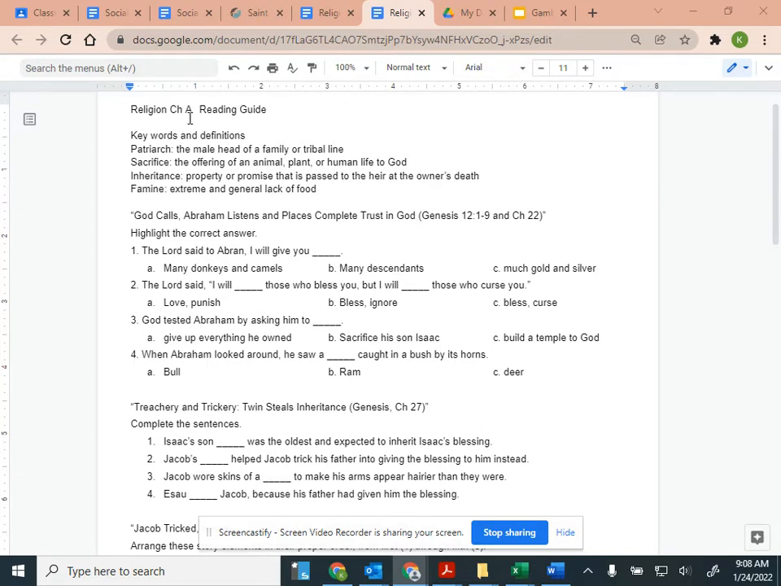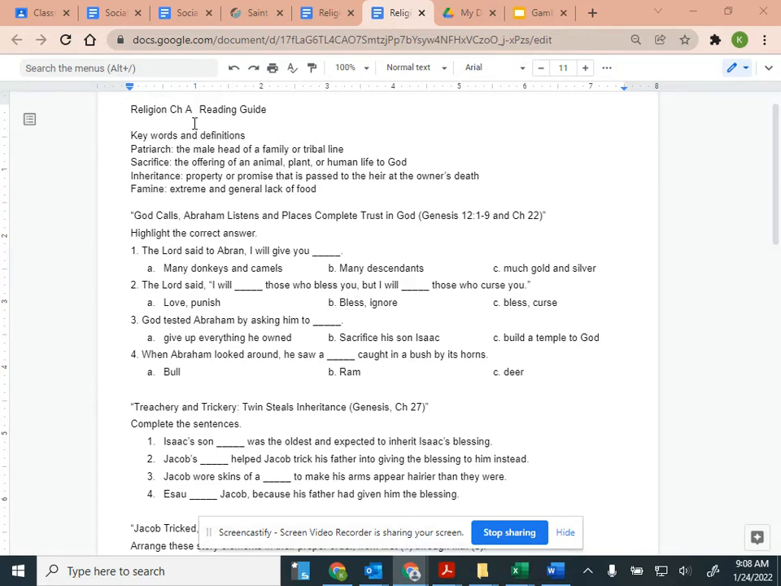So this chapter, we're reading different passages from Genesis, and we're going to be learning about some patriarchs like Abraham and Jacob and Joseph. So we're learning about those big patriarchs in the Bible.